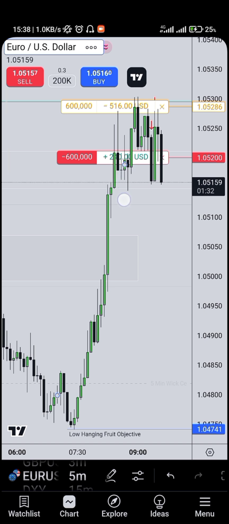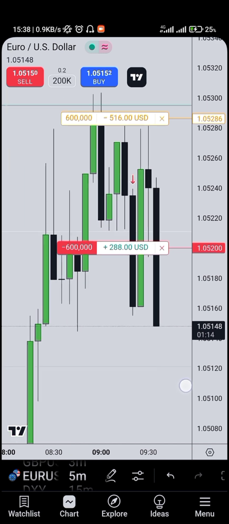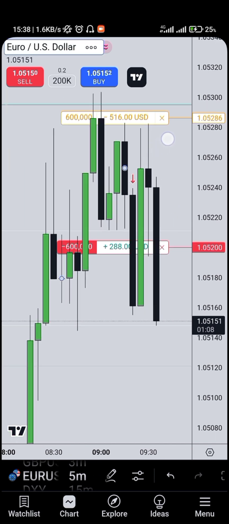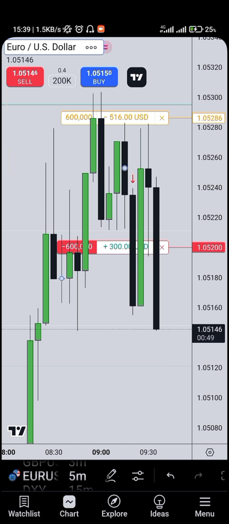Look left, there's also an inversion fair value gap right here. I want it to act as a resistance. So look at that. Look how close it went. Man, that was some heat. And look how it fell on a larger screen. So that's it for you.